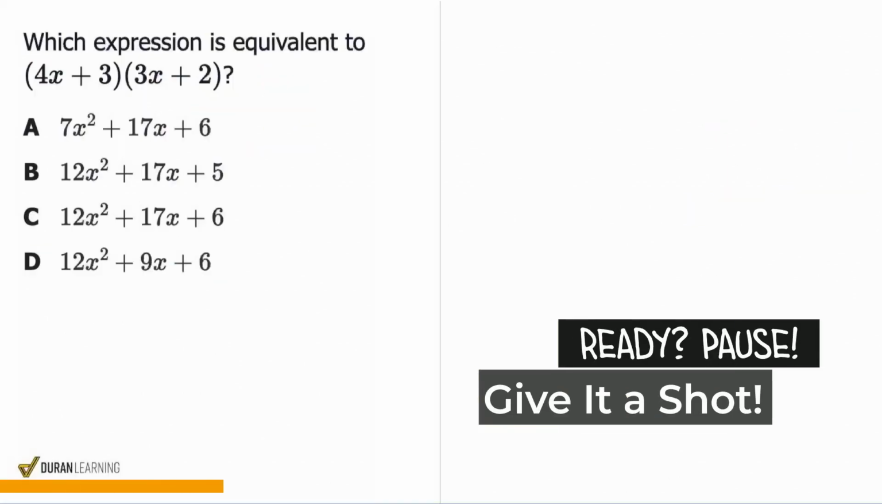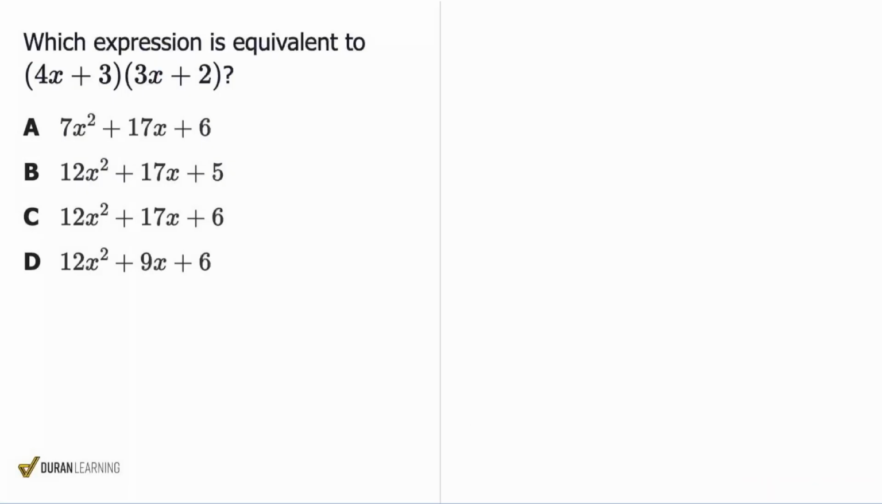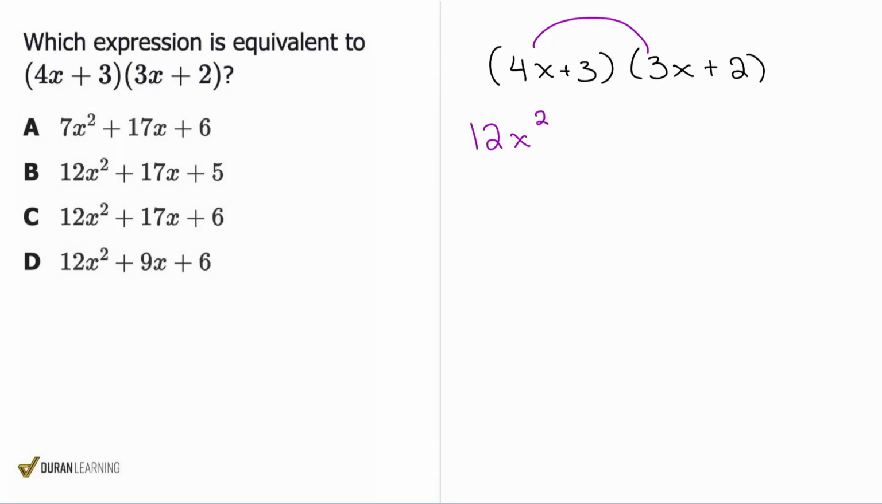All right, next question up. We've got ourselves wondering which expression is equivalent to 4x plus 3, multiplied by 3x plus 2. So to get straight into the work, we're going to follow our distribution rule. Make sure that everything from this parentheses here multiplies with every term in this parentheses here. So we have 4x times 3x. 4 times 3 is 12. X times x, that'll be x squared.